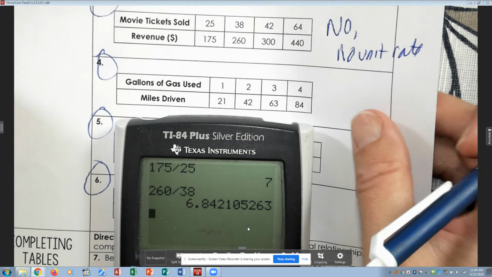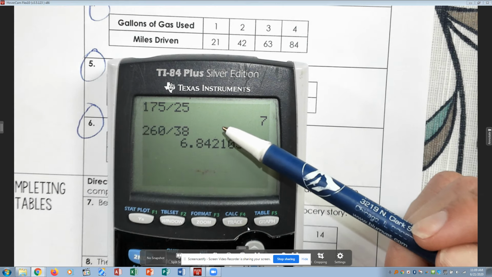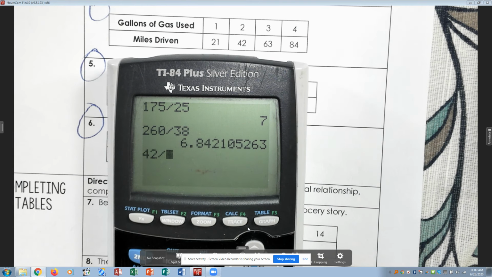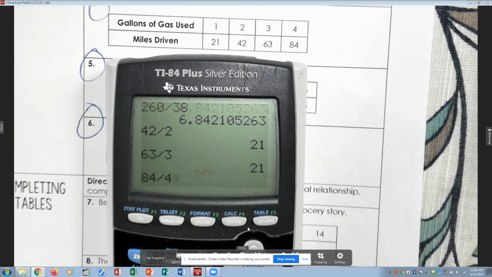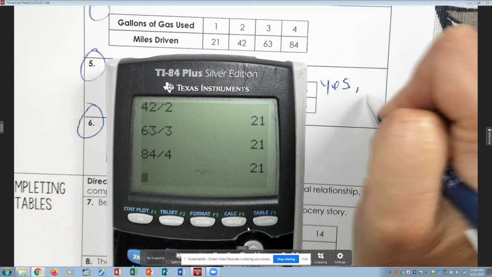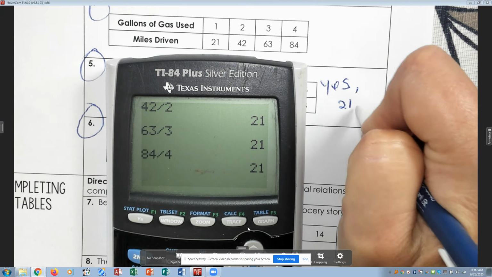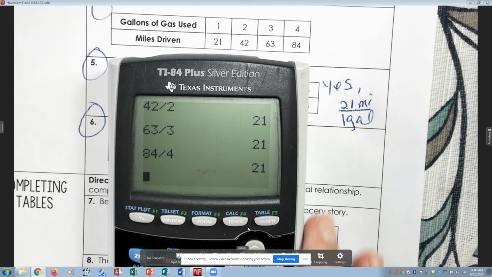Number 4, miles driven and gallons used. So it looks like 21 miles on 1 gallon of gas. 42 miles on 2 gallons of gas, which means 21 miles on 1 gallon. 63 miles on 3 gallons of gas, which means 21 miles on 1 gallon. And again, 21 miles per gallon. So yes, this is proportional, and the unit rate is 21 miles per gallon of gas. Okay.